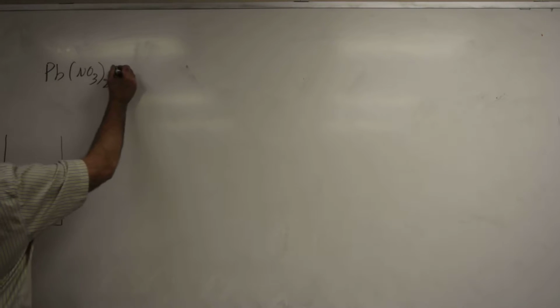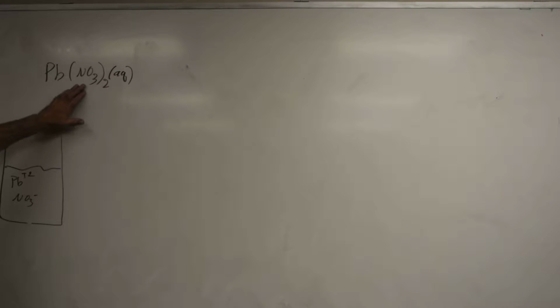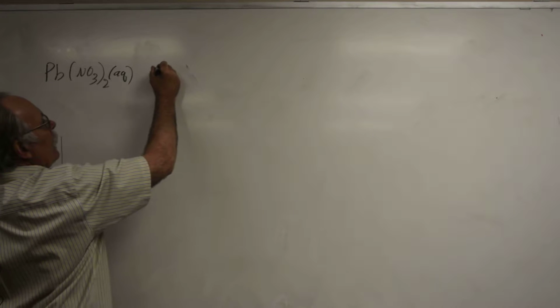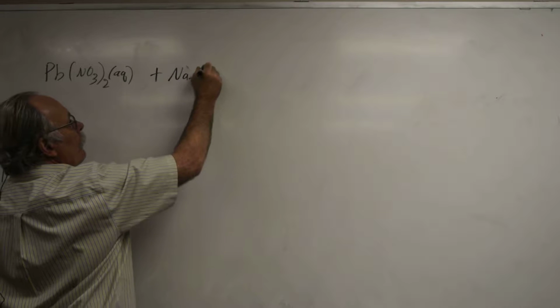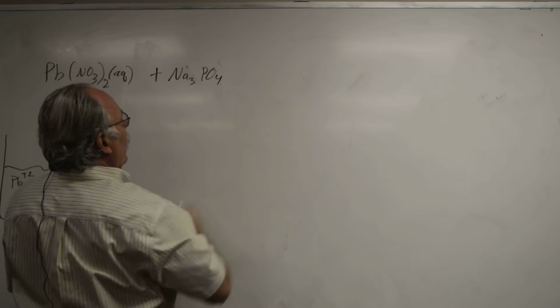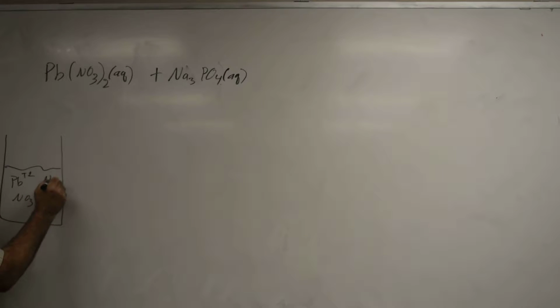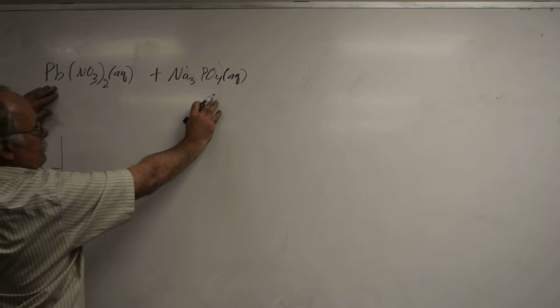Here I have an aqueous solution of lead nitrate. So I will add a counter ion that forms a precipitate with lead, okay? Now, we could make a phosphate, which is a very heavy compound, and if I added aqueous sodium phosphate, what would happen is that when I added the Na+ and the PO4 3-, these two would form an insoluble precipitate. So this is a double displacement reaction.